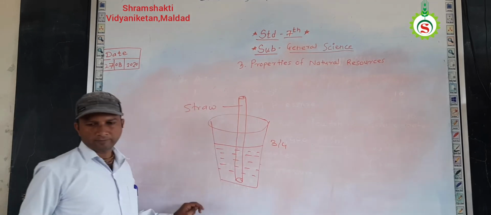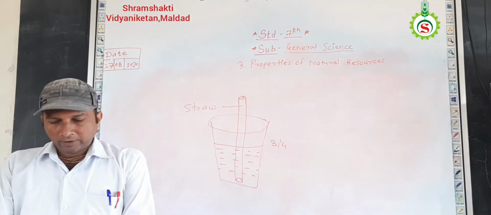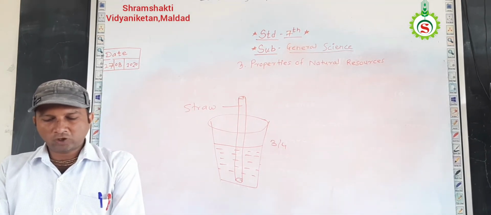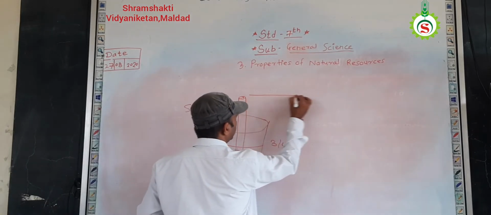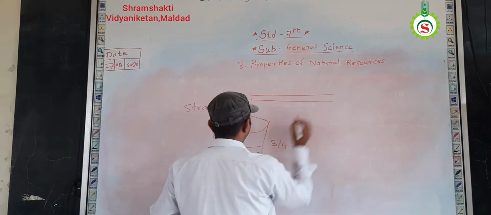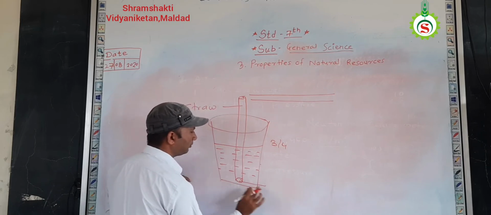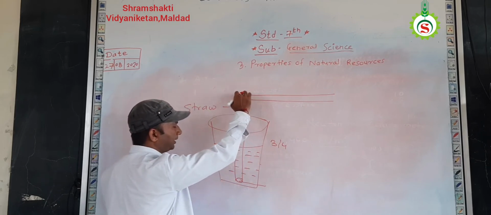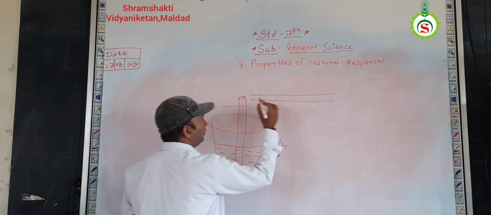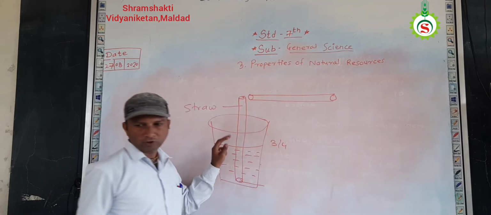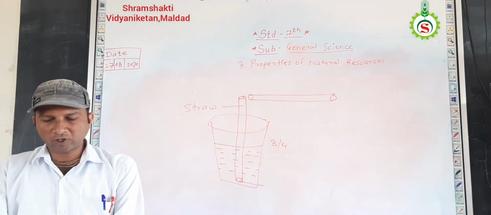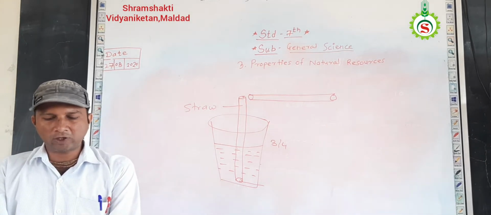Now next, hold a small piece of another straw near the upper end of the first straw. Now you keep one more straw at the upper end. This is the lower end of the first straw, and this is the upper end of the first straw, and you keep one more straw here. So hold the small piece of another straw near the upper end of the first straw.